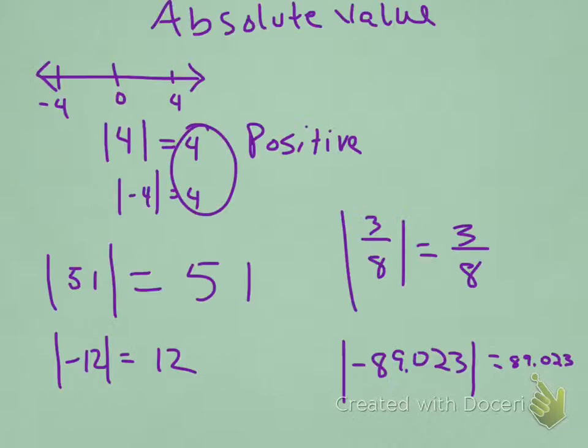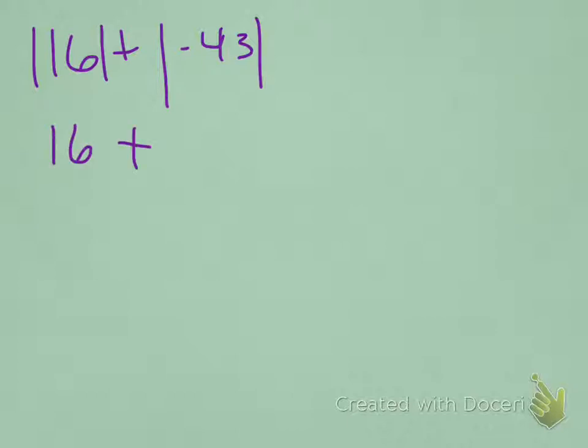If I come in here, I go the absolute value of 16 plus the absolute value of -43. Now, when you're writing these, we need to make sure that 16 looks like a 16. I might even change colors next time. We're going to do the absolute value parts first. The absolute value of 16 is 16. Bring my plus down. What's the absolute value of -43? 43. Now we just add it together, and 16 plus 43 is 59.